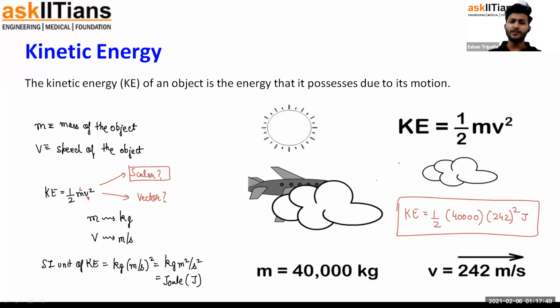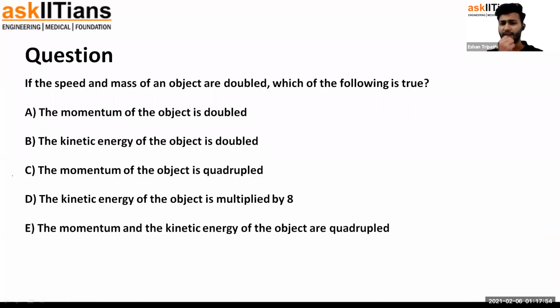So let's move to a question on this. Let's look at this. If the speed and mass of an object are doubled, then which of the following is true? The momentum of the object is doubled, the kinetic energy of the object is doubled, momentum is quadrupled, kinetic energy is multiplied by 8 times, or momentum and kinetic energy both are quadrupled. What do you guess? We are saying from mass m, it becomes mass 2m, and from speed v, it becomes 2v. Speed also gets doubled, mass also gets doubled.